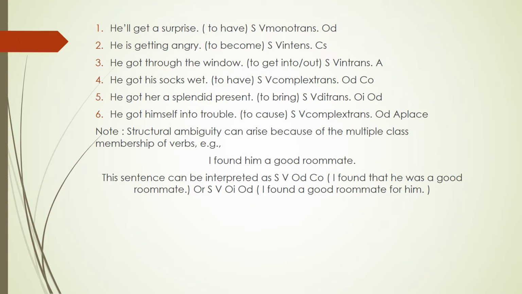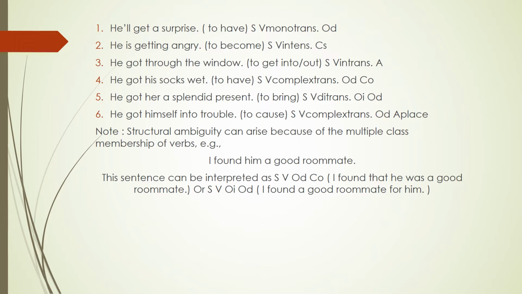Sentence number three, we have he got through the window. Get here has the meaning of an action, either to enter or to exit from a place through the window. So we have here he as the subject, got is the intransitive verb, and through the window is the adverb of place, so it is pattern number seven.